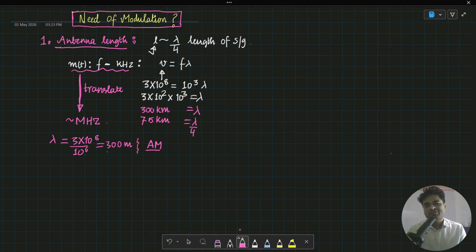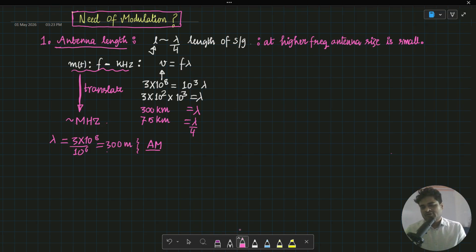So the first point is, at higher frequency antenna size is small. We are saying that message signals normally have small frequency, and because of that the antenna size would become very large, so we modulate our signal to a higher frequency, and because of that antenna size is reduced, and we can create an antenna of that length.